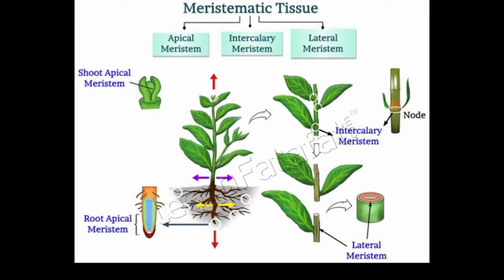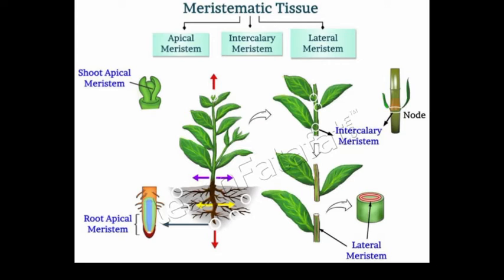Okay, now next, classification of meristematic tissue on the basis of location. On the basis of location, meristematic tissue is divided into three types: apical meristem, intercalary meristem, and lateral meristem. Apical meristem is present at the growing tips of stems and roots. Cell division in this tissue leads to the elongation of stem and roots, and thus it is involved in primary growth of the plant. Okay, so that is apical meristem.